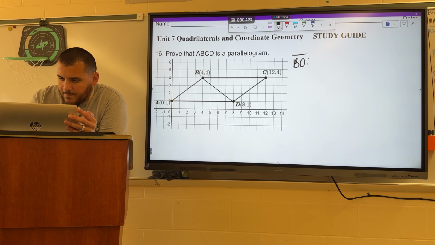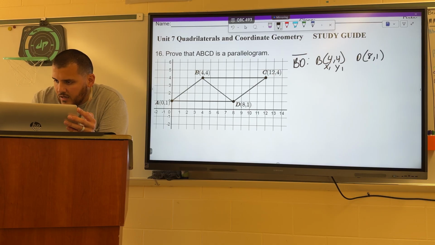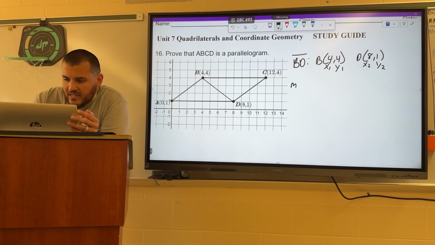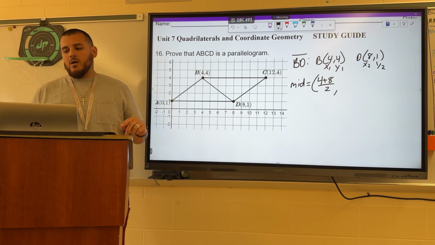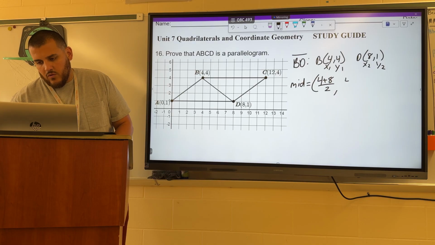So I'm going to write BD. I'm going to write down that B is located at 4, 4. That D is located at 8, 1. I'm going to label those points so that I can carefully plug them into the midpoint formula, which is x1 plus x2 divided by 2 for your x coordinate. So that would be 4 plus 8 divided by 2. Then we have a little comma because this gives us a coordinate location. Then we do the same thing with our y's. Y1 plus y2 divided by 2, which would be 4 plus 1 divided by 2.